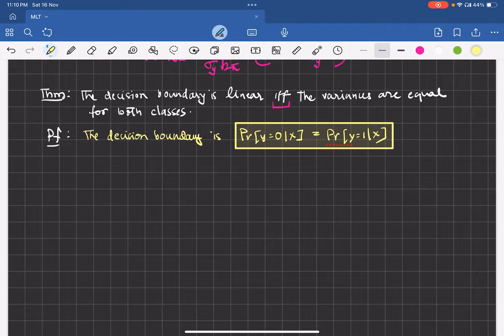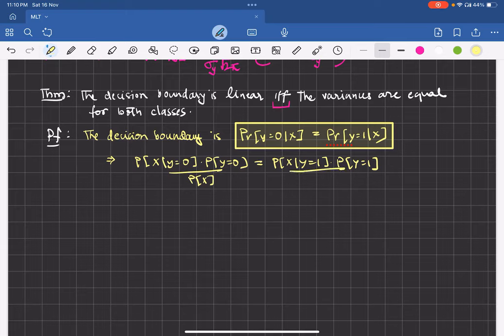All right, let's continue. This equality can be rewritten, again by using Bayes rule, as the probability of x given y is equal to 0 multiplied with the probability that y is equal to 0, which is equal to the probability of x given y is equal to 1 multiplied with the probability that y is equal to 1. Now there is another term on the denominator, which is the probability of x, but it's not important because they will get cancelled out.